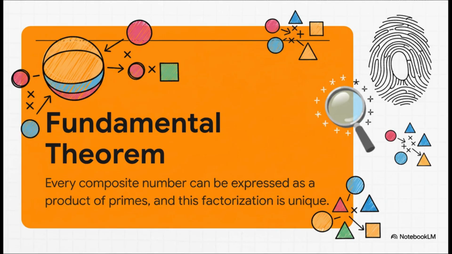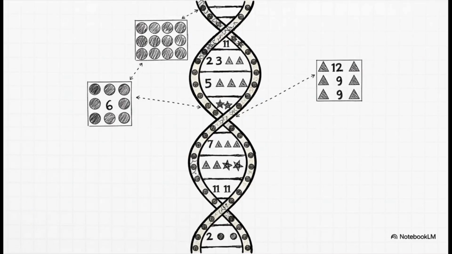There is only one way to do it for any given number. It's like a unique fingerprint. A really great way to get your head around this is to think of prime numbers as the DNA of the number system. They're the basic building blocks. Every other whole number is just a unique combination of that prime DNA.